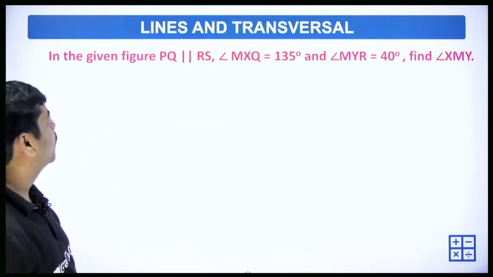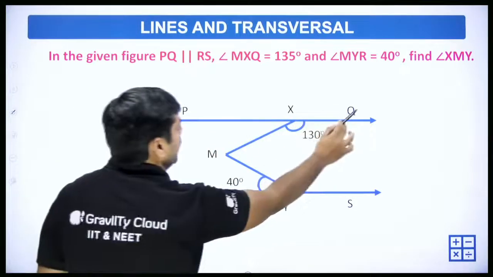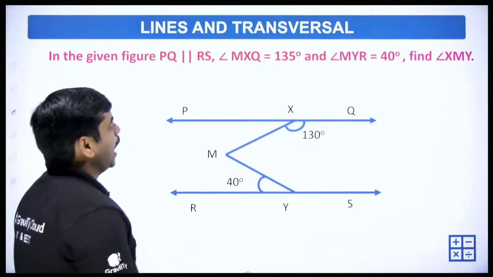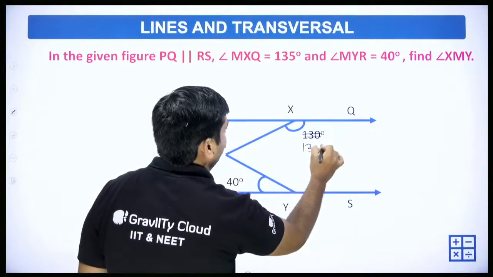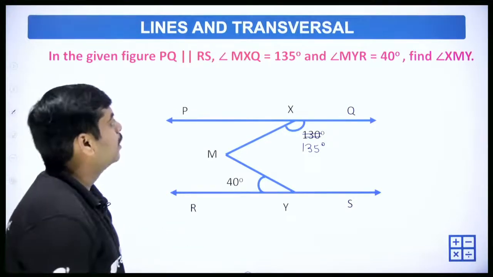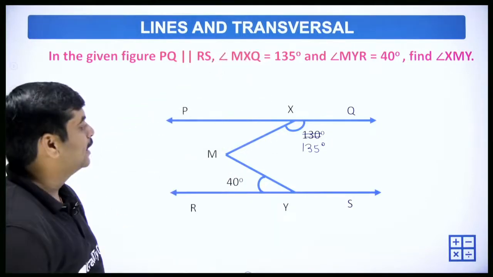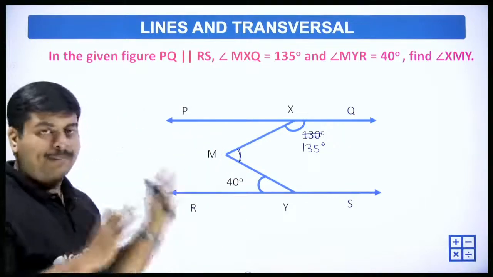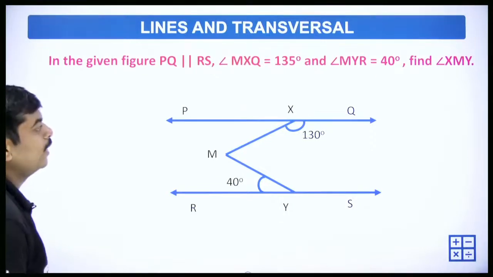Okay, we have one more question. PQ is parallel to RS. These two lines are parallel, and it was given angle MXQ is 135 degrees, and angle MYR is 40 degrees. So using that information, try to find angle XMY. So you need to find this angle. Please try to apply all the concepts which you have learned, and you can simply do that. It's a very interesting question.